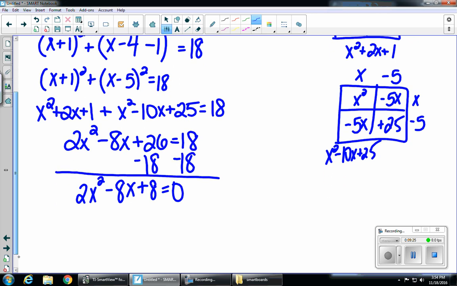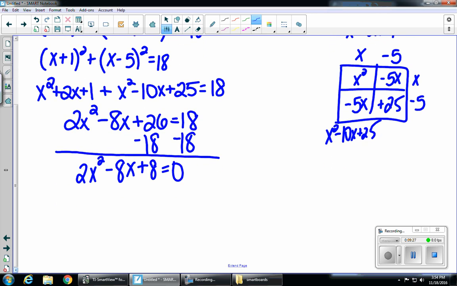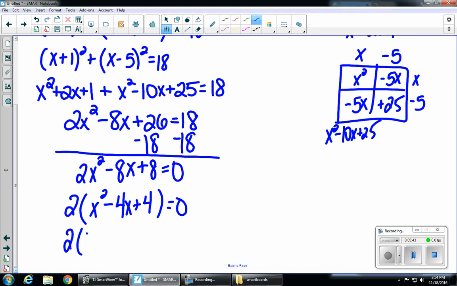Once it's set equal to 0, the next thing we need to do is factor. So once again, there's a GCF of 2. So if I take out a 2, I'm left with x squared minus 4x plus 4. And I can continue factoring from here. x and x, minus and minus. My factors of 4 listed out on the side to help me. I'm looking for which pair gives me 4. The answer is 2 and 2.